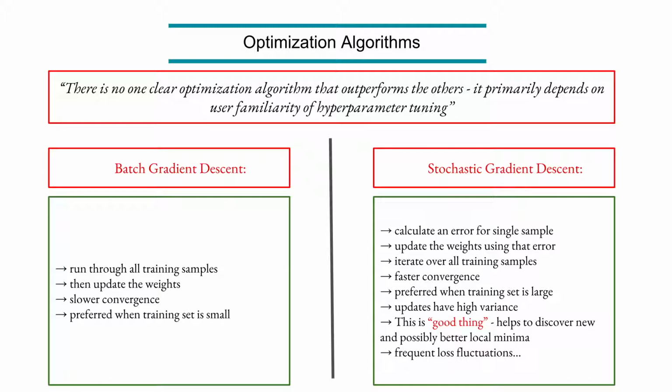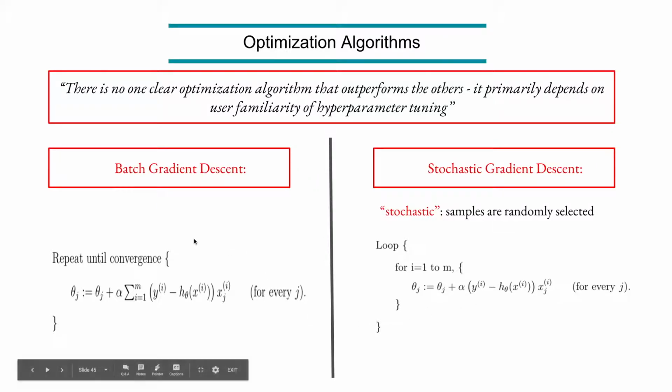So this kind of optimization is a bit slower, and you can use this kind of gradient descent, batch gradient descent approach when you have a really small number of samples in your training data set. So here's how batch gradient descent works.